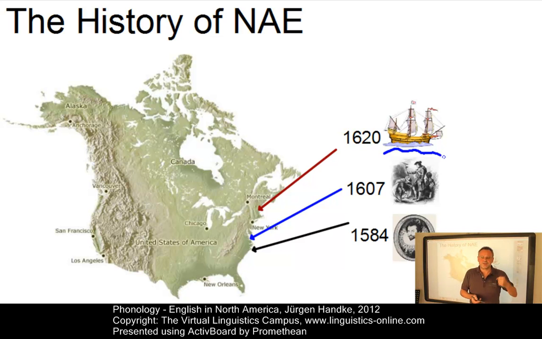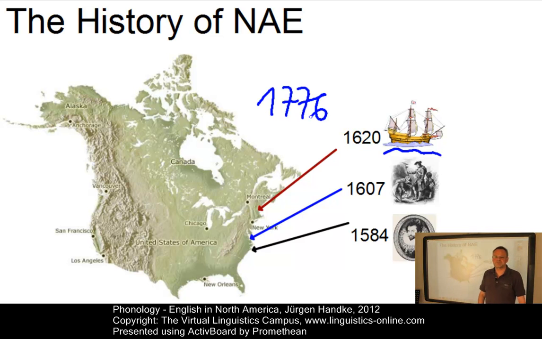Then later, in 1681, new shiploads of immigrants came to North America, Quakers from the north of England and the North Midlands who settled in Pennsylvania, so on the East Coast. Later there was a vast wave of immigration from Northern Ireland and Scotland to this area, and by the time independence was declared in 1776, one in seven of the colonial population was Scots-Irish. Today, North America exhibits a mixture of phonological dialects.